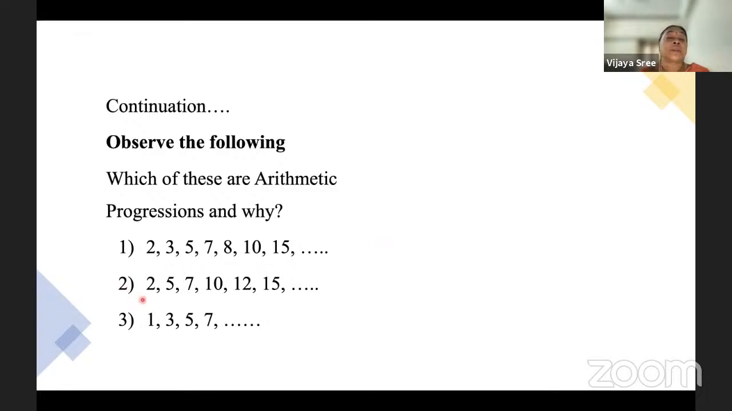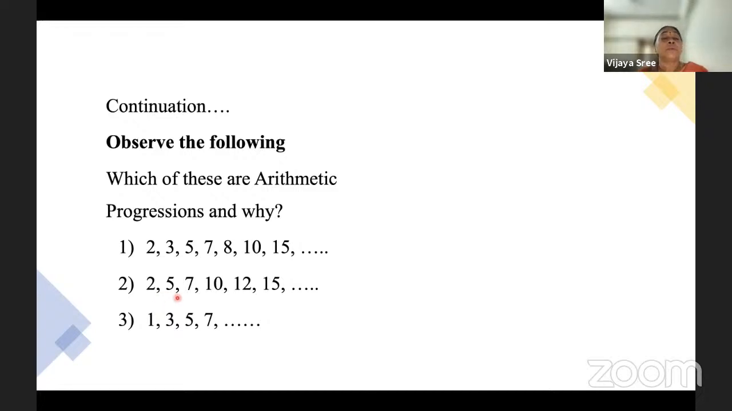Okay, next: 2, 5, 7, 10, 12, 15, and so on. So what is the common difference in this? This is a1, a2, a3, a4, a5, a6. a2 minus a1, that is 5 minus 2, which equals 3. a3 minus a2, that is 7 minus 5, which equals 2. 10 minus 7, here 3. So what is the common difference here? 3.